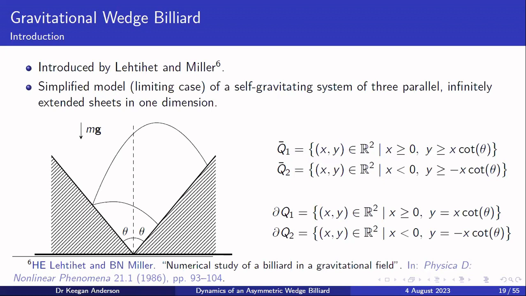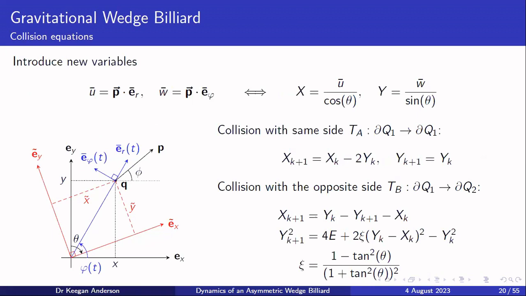In essence, we are assuming that this wedge is vertical, right? And I also just gave the descriptions of the regions of motion there, and also the wedge walls, which is illustrated by partial Q1 and partial Q2, those boundaries. So what the authors did in studying this billiard is they focused on the variables U bar and W bar, which are the components of the momentum in the radial and transversal direction, respectively.